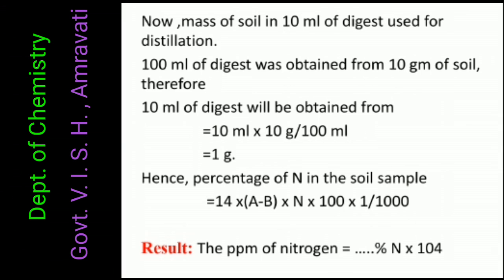So in this way you have to calculate the percentage of nitrogen and the result should be reported as ppm, that means parts per million, of nitrogen, which is equal to percentage of nitrogen into 10^4.